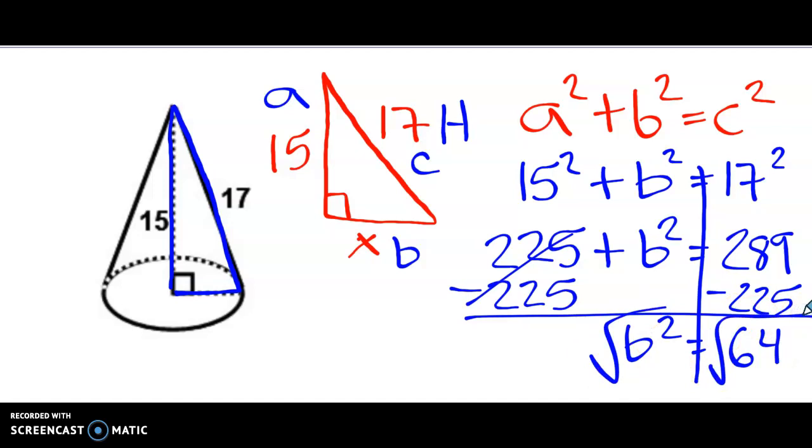And when you square root it, you get your b to be 8. So for my cone, my radius is going to be 8. So r will equal 8. So now when you're looking for the lateral area or anything else, you can use the radius of 8.